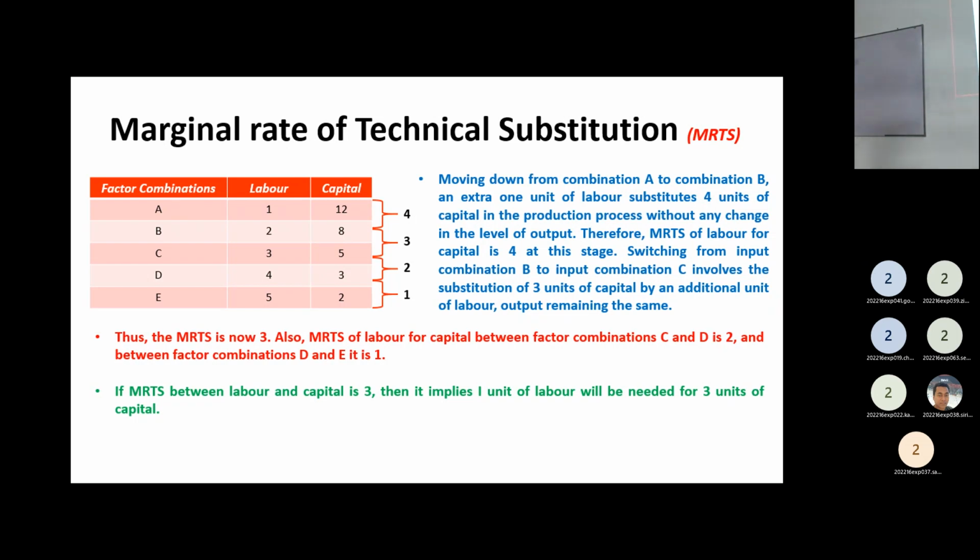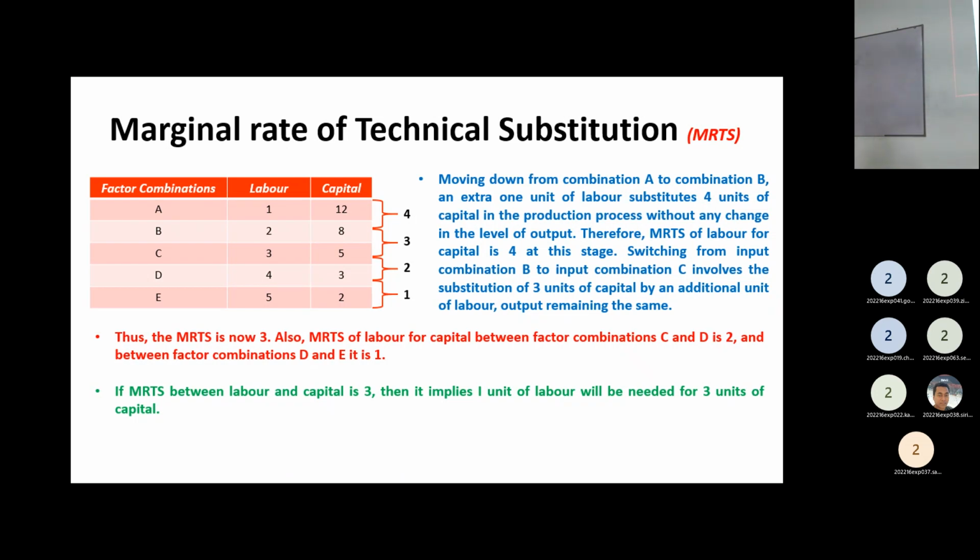And to replace those 4 units, he must increase his labor by 1 unit. He is sacrificing 4 units of capital, so he needs to substitute, or replace, those 4 units of capital. For that, he is increasing his labor units by 1. So 4 divided by 1 is how much? It's 4. This is what we know as the marginal rate of technical substitution.